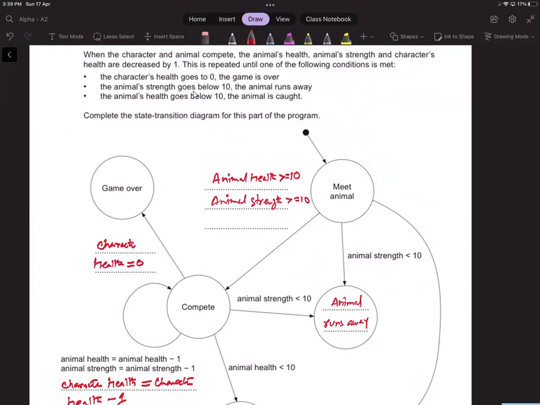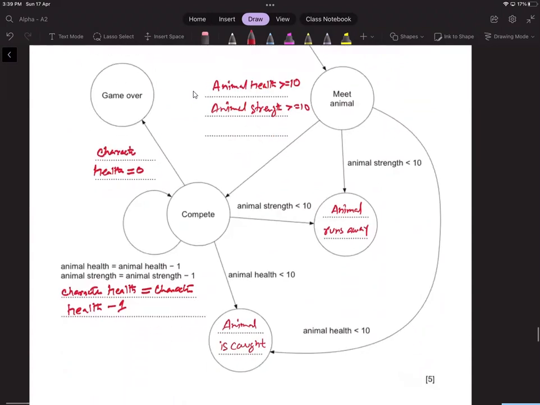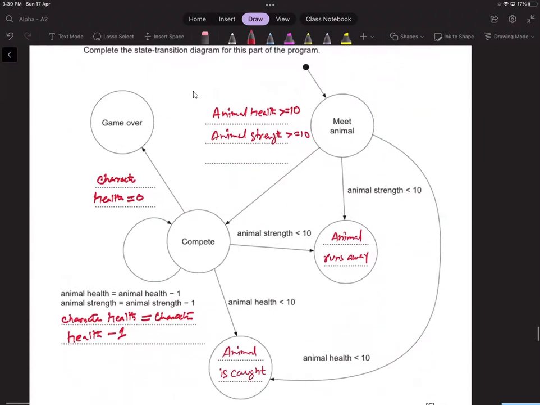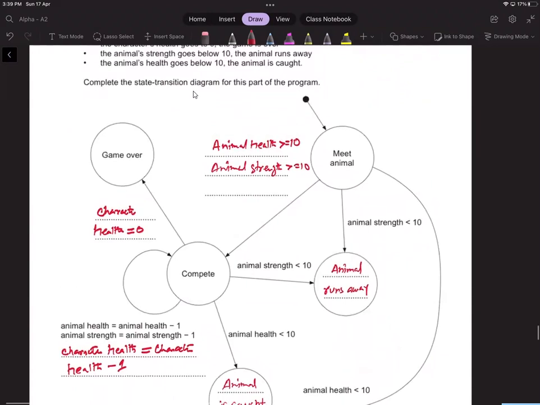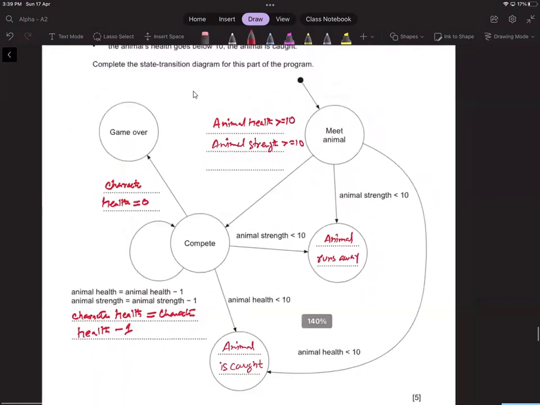Health is equal to 0. The game is over. The animal's strength goes below 10. The animal runs away. The animal's health goes below 10. The animal is caught. So this is now complete.